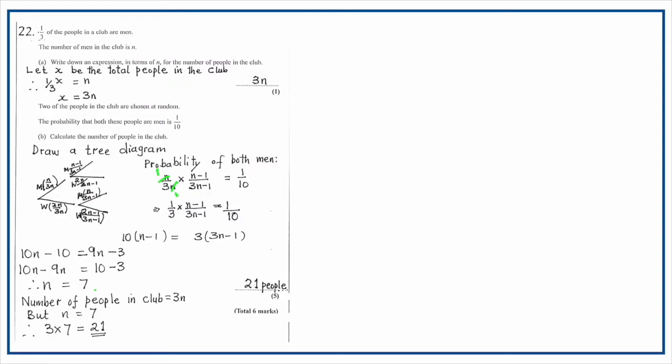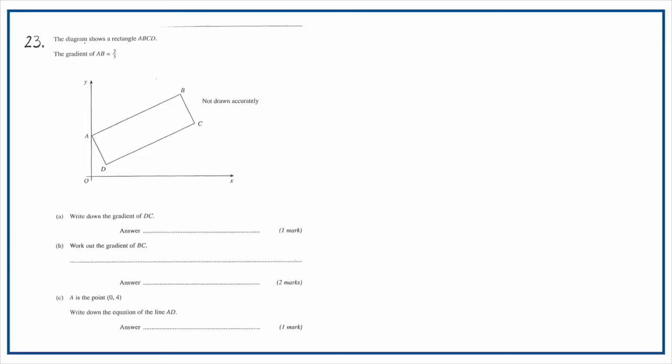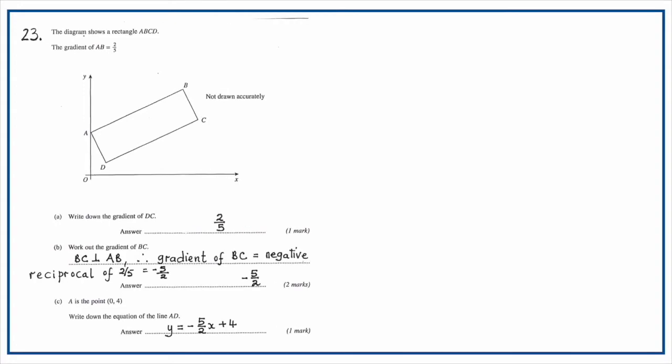Question 23. The diagram shows a rectangle ABCD. The gradient of AB equals 2/5. A, write down the gradient of DC. Well, DC is parallel to AB. Therefore, the gradient of DC is 2/5.